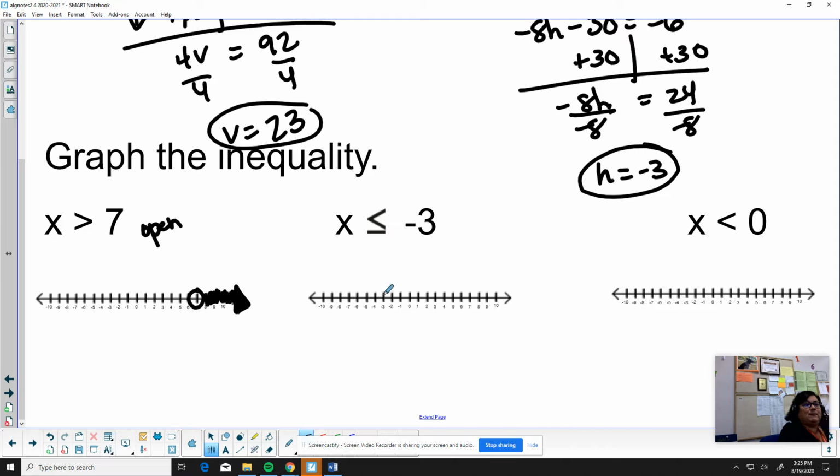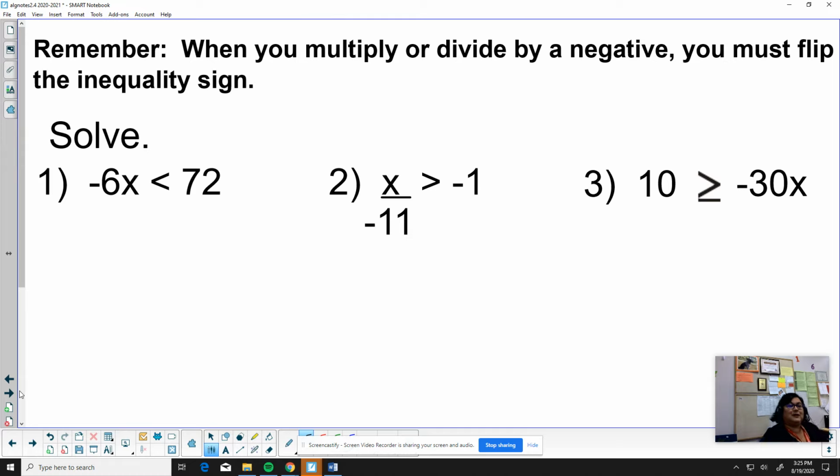So on negative 3, I'm going to put a closed circle, and I'm going to shade to the left because that's where the numbers are smaller than negative 3. And on the last one, I'm open on 0, and I'm also shading to the left because it's less than, and those numbers are smaller than 0 in the negatives. So if you got those right, good job.